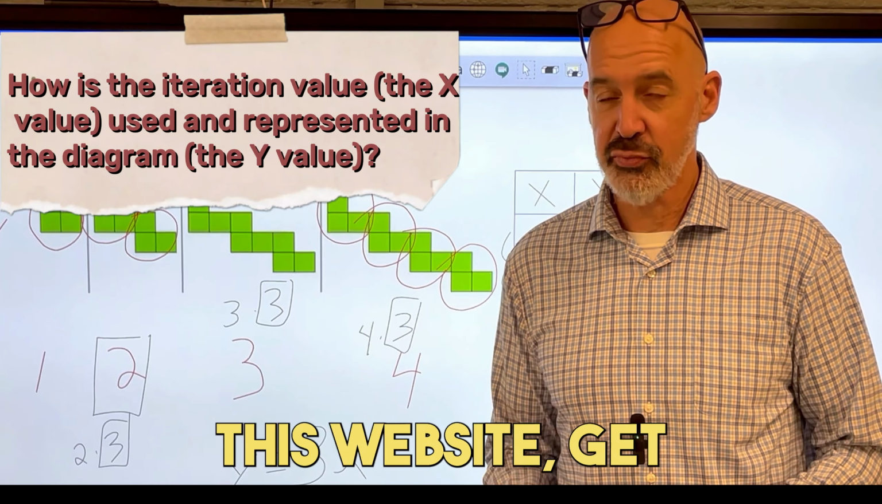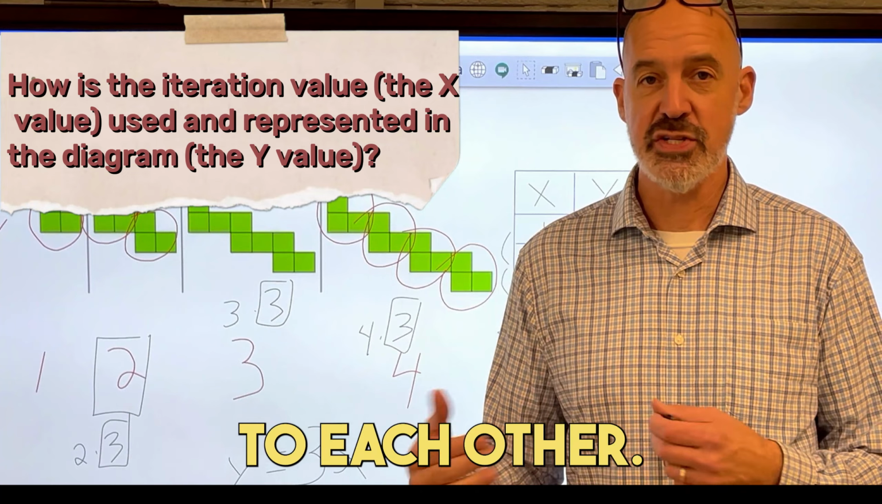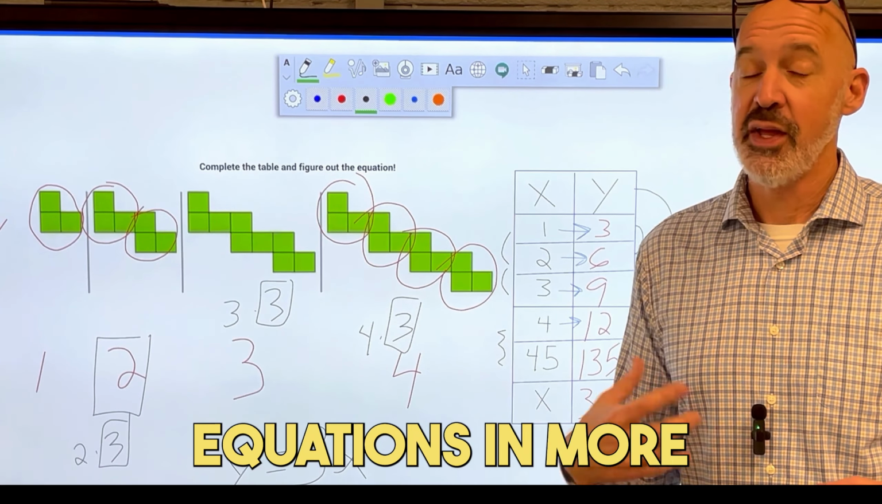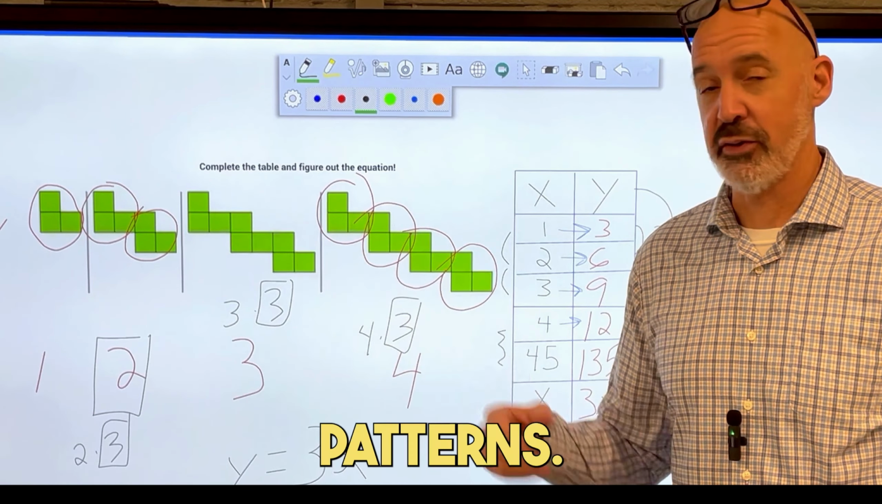So use this website, get your kids talking to each other. They'll get really excited as they start to understand how to write equations in more and more complicated patterns.